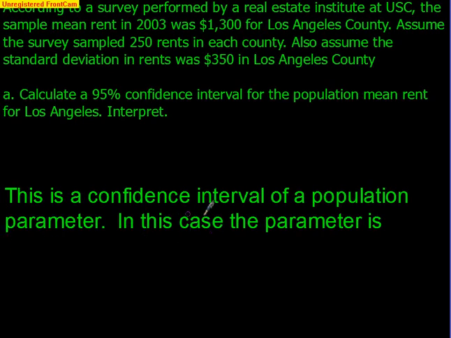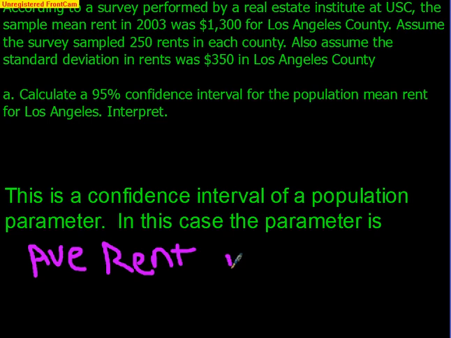This is a confidence interval of a population parameter. In this case, the parameter is average rent. I'm going to abbreviate LA County as LACO. And I'll show you the keyword how you know it's a 95% confidence interval. Right there, it says a 95% confidence interval.